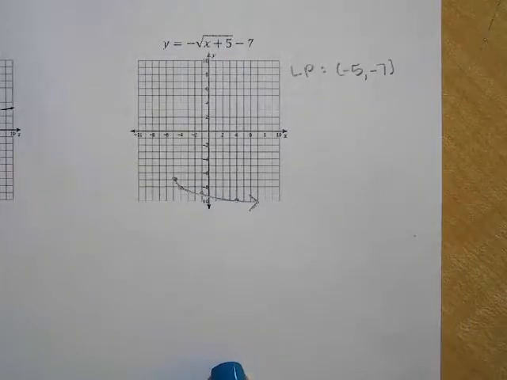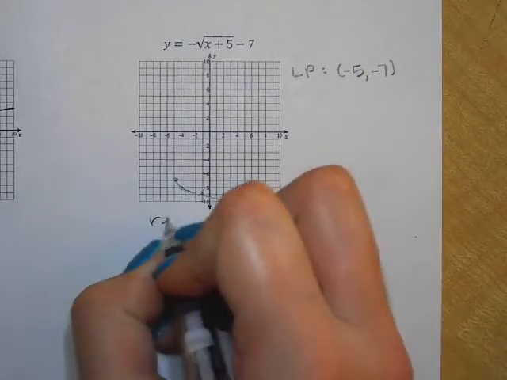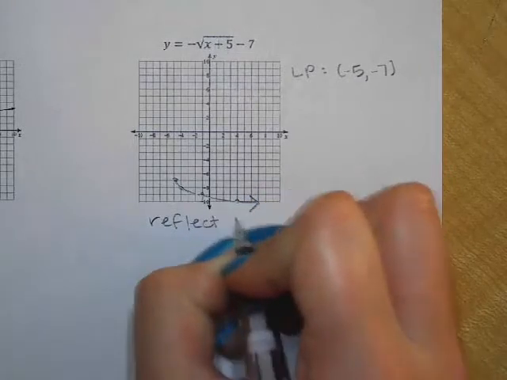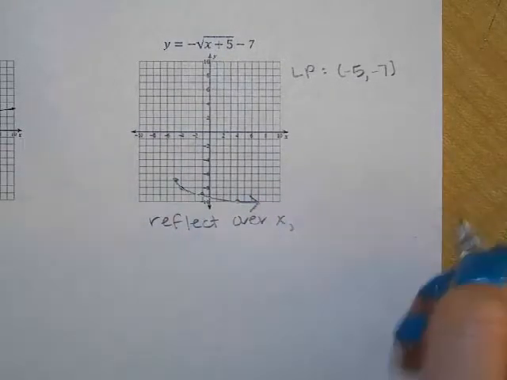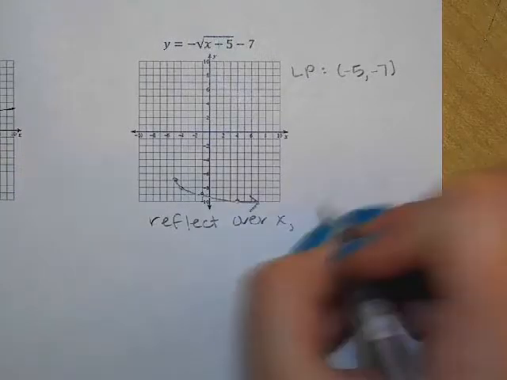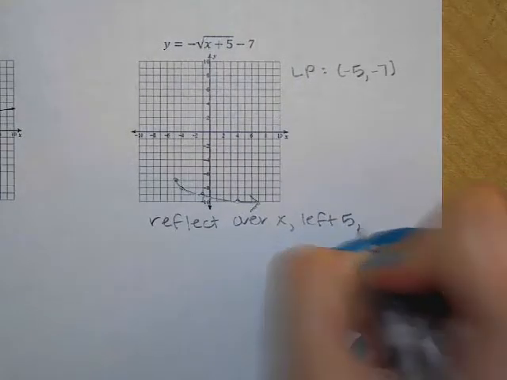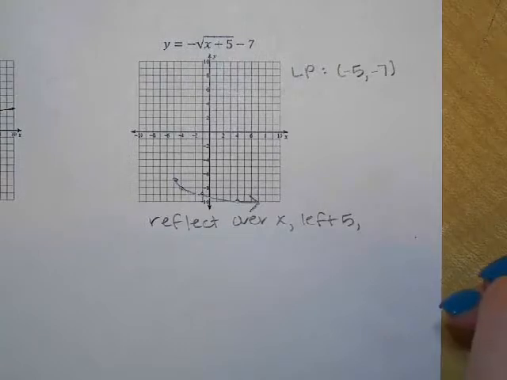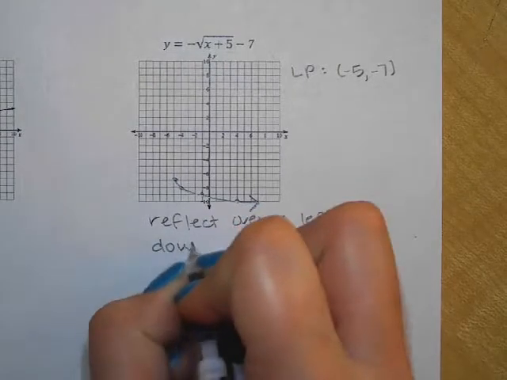What transformations do we have? What are the transformations? We've got a negative in the front. Reflect over x. What else do we have? Left 5. And then what's the last one? Down 7. Okay.